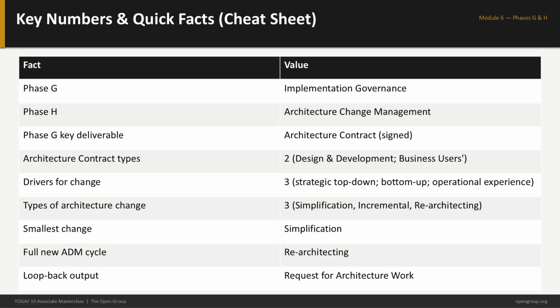Your G&H cheat sheet. Phase G is implementation governance, phase H is architecture change management. Phase G's key deliverable is the signed architecture contract. There are two architecture contract types: design and development, and business users. There are three drivers for change: strategic top-down, bottom-up corrective, and operational experience. There are three types of architecture change: simplification, incremental, and re-architecting. The smallest change is simplification, the one requiring a full new ADM cycle is re-architecting. And the loopback output is the request for architecture work. Screenshot it.